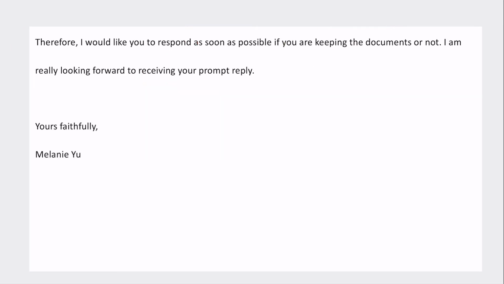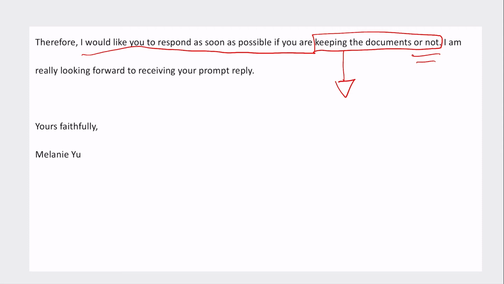Let's have a look at the end. "Therefore, I would like you to respond as soon as possible if you're keeping the documents or not." This is a little bit rude. "If you're keeping the documents or not." This is "I would like you to respond as soon as possible." This is a little bit rude because it's a little bit demanding in tone.